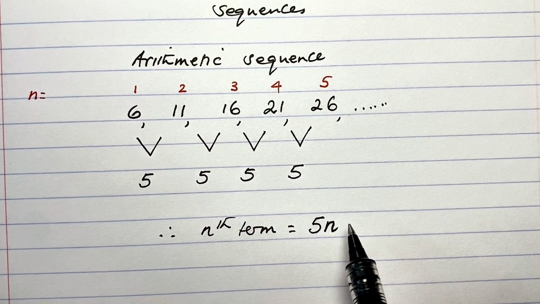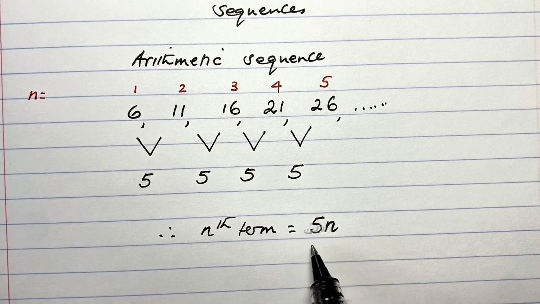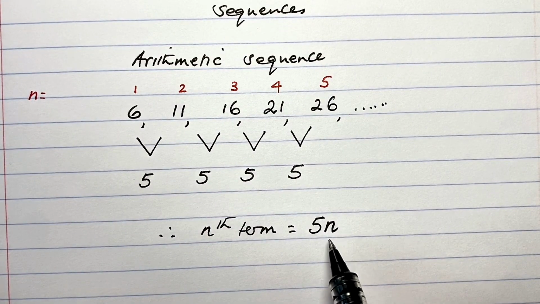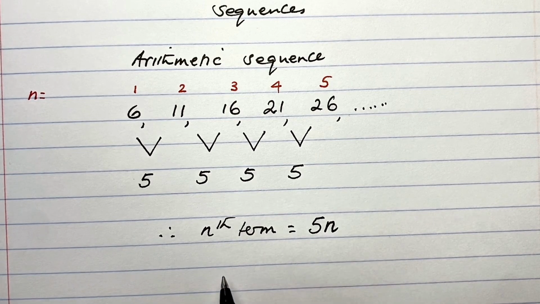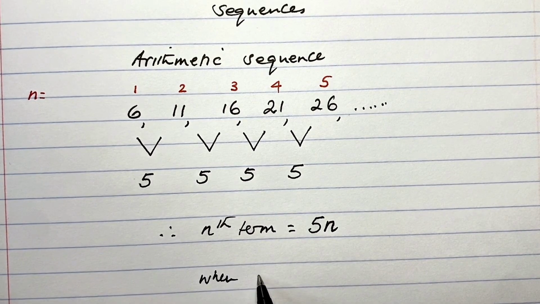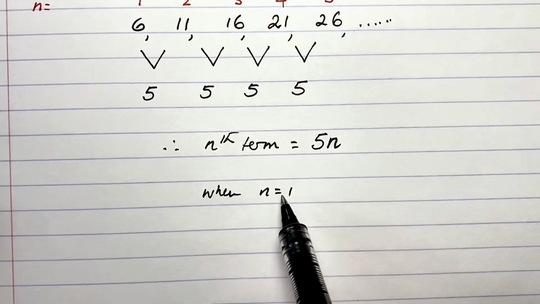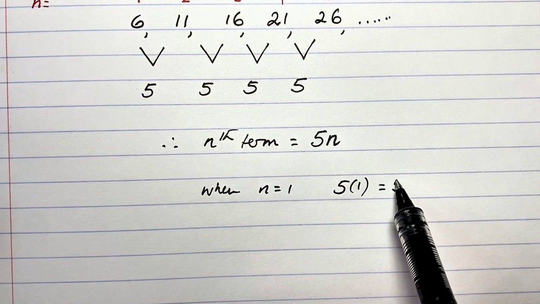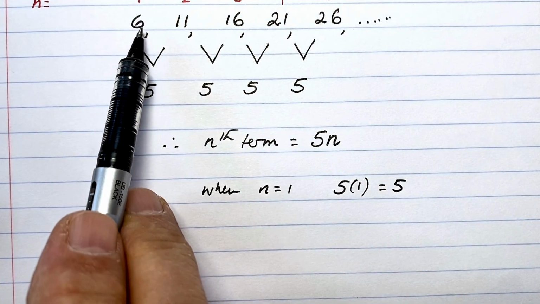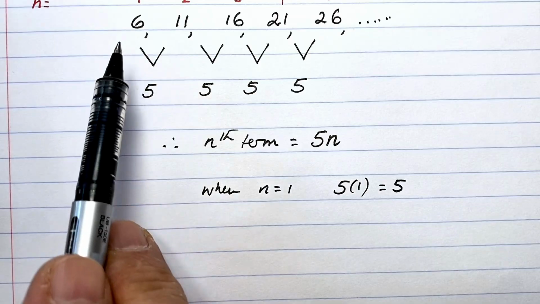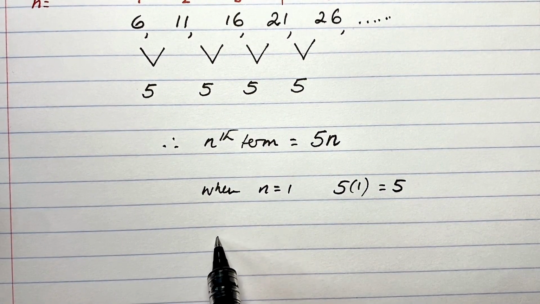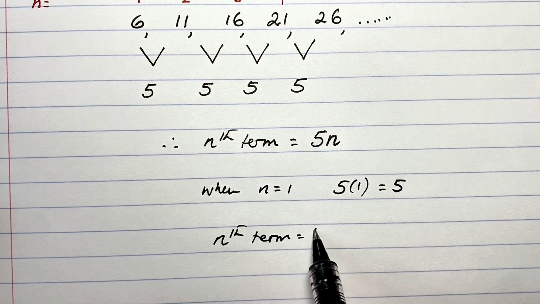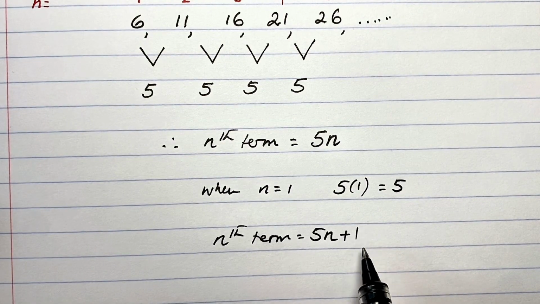Then I check, would 5n be enough to produce the numbers I want by replacing n with 1 or n with 2? I check, when n equals 1, I end up with 5 dot 1, which is 5. And that means I'm short of 1. I need to get 6. So what I do, I write my nth term and I complete it: 5n plus 1.